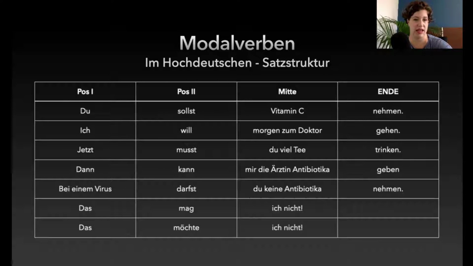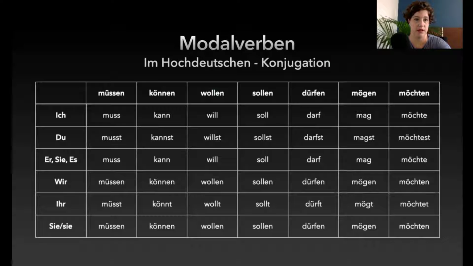And then the last one, mögen und möchten. Das mag ich nicht. Das möchte ich nicht. I don't like that, and I don't want to take a pregnancy test. I don't want to do that. And as you can see, those two are a bit special because you don't per se need a verb at the end. Not always. All the other ones, let's look at them.